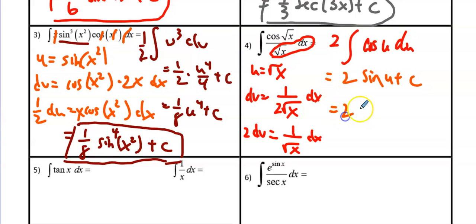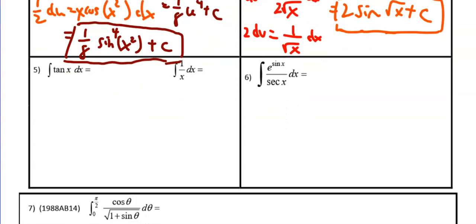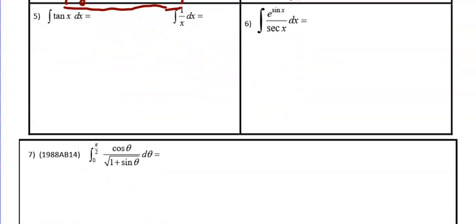And then I'm going to go ahead and replace the u with the square root of x, so it's sine of the square root of x plus c. Okay, and there we go. That is how we do that problem. So again, just a little bit of trial and error for some of these questions right here.